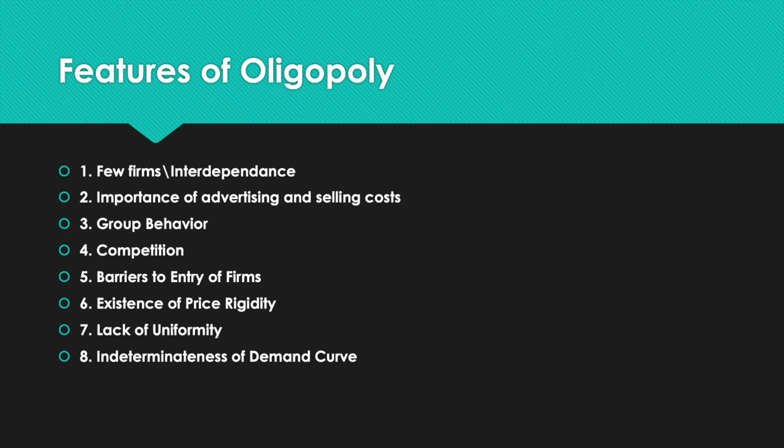The next one is lack of uniformity. So because of the asymmetrical sizes of the various different firms in an oligopoly, there is a lot of lack of uniformity. And lastly, the demand curve of an oligopoly is indeterminate.